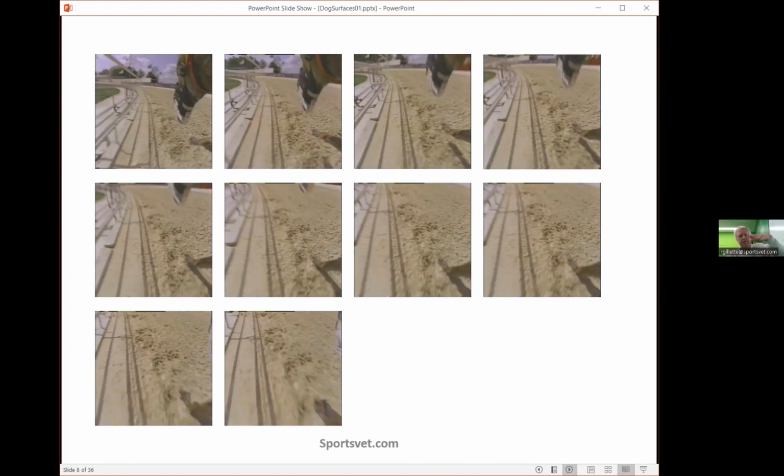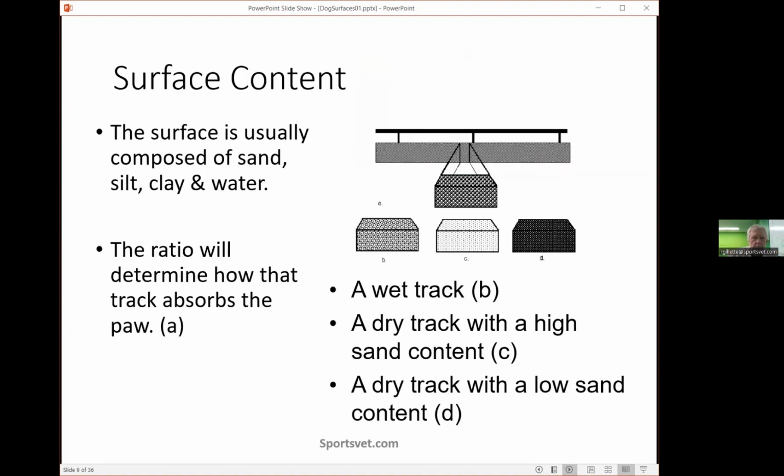So it wasn't like it hit the surface and then spread the paw apart. They were extended out before they even hit the surface. And that was kind of an eye-opener to someone like me. So then we talk about the surface content.